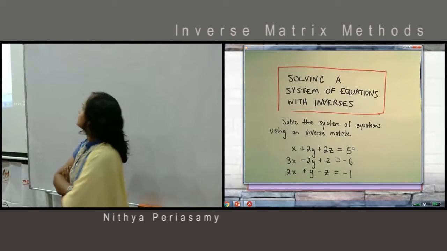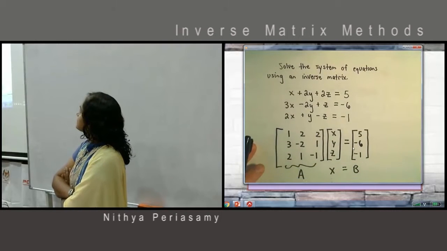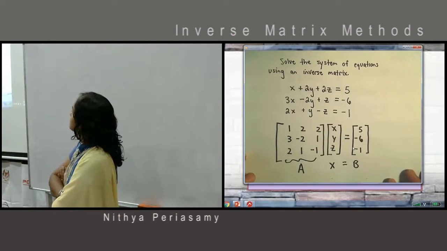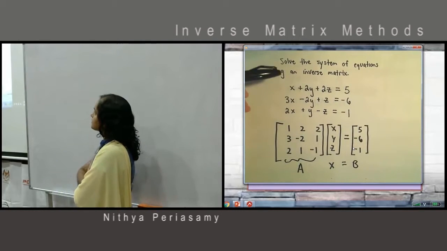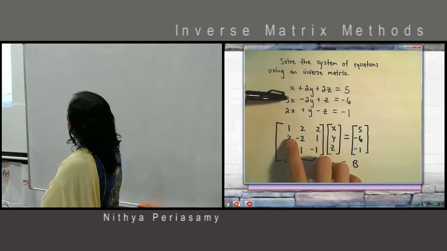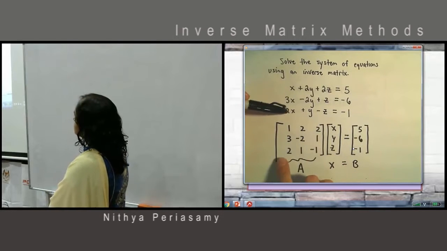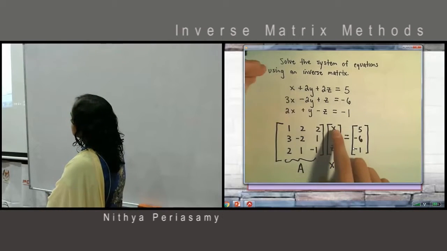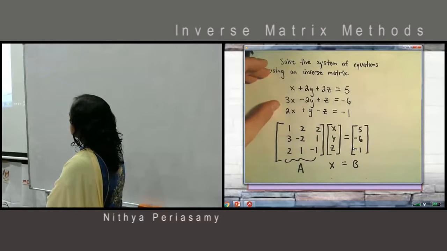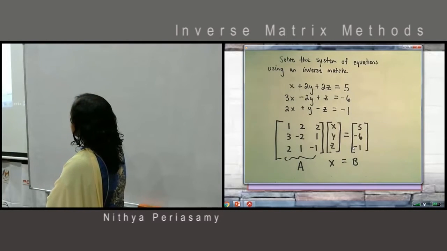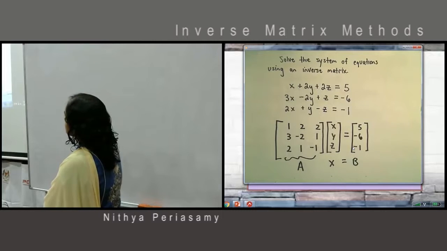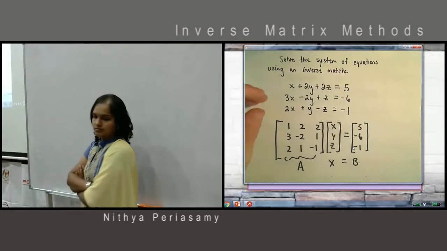So the first thing I've done here, I've actually completed a couple of steps to make this go a little bit quicker. I've written this as a matrix equation, so I took the coefficients: 1, 2, 2, 3, negative 2, 1, 2, 1, negative 1, and then we've got our column of variables x, y, z, and our values on the right of 5, negative 6, and negative 1. The first thing we would have to do is compute the determinant of this matrix A.